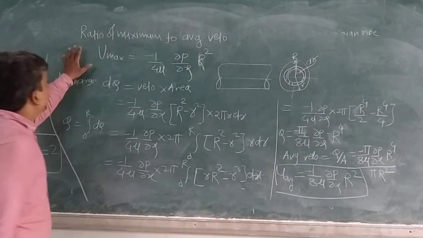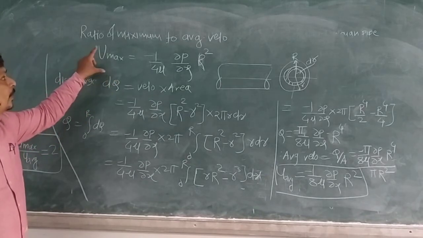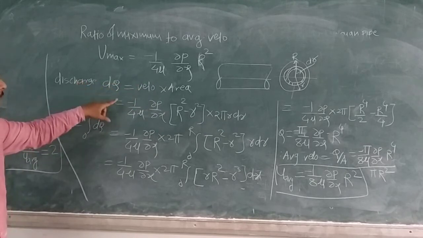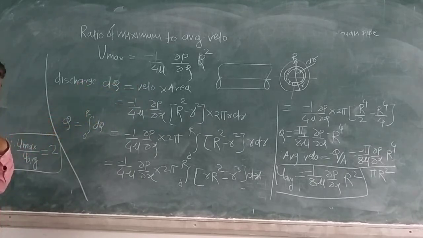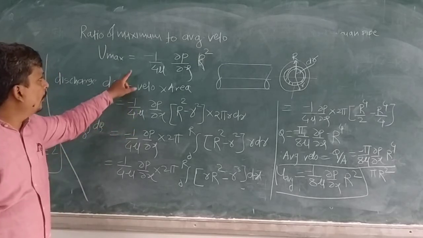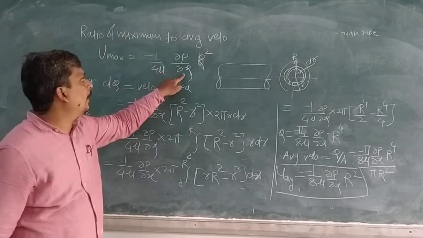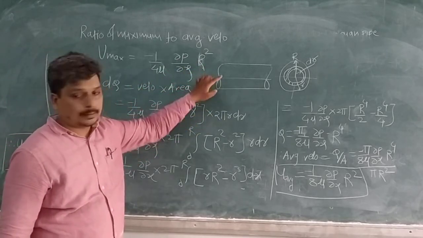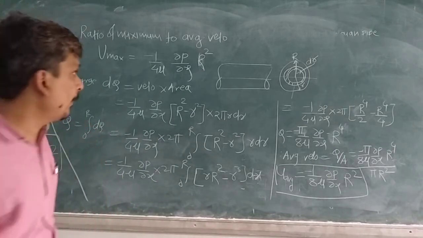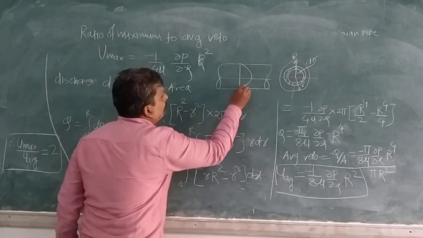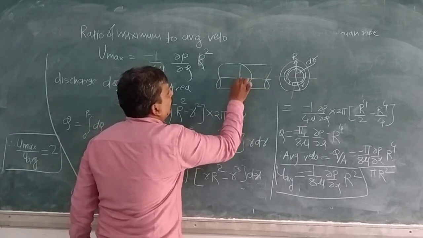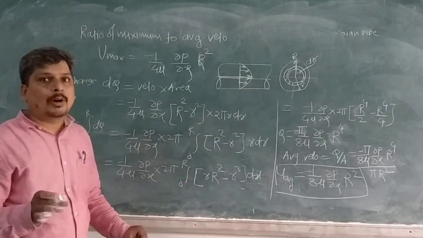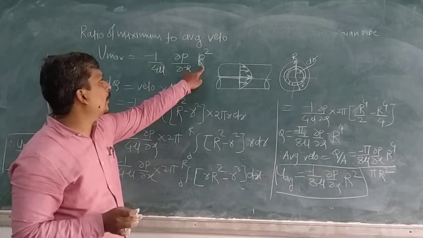So next concept, we consider the ratio of maximum velocity to the average velocity in this pipe. We consider the expression for the velocity, u is equal to, we got, minus 1 by 4 mu, delta p by delta x, (R squared minus small r squared). For maximum velocity, we consider that the maximum velocity is at the center. The profile is like this. Maximum velocity is at the center and goes on decreasing towards the wall. So here the maximum is capital R squared.